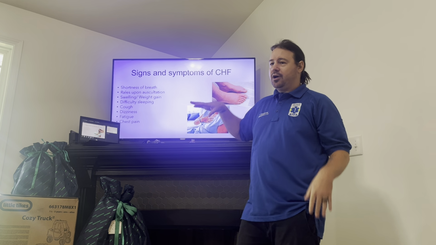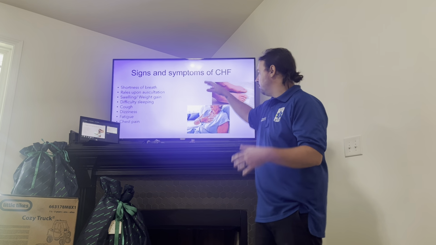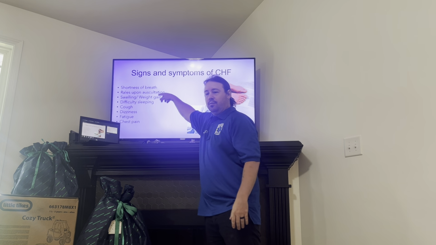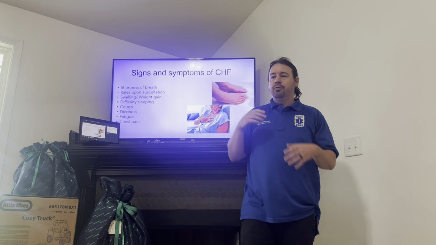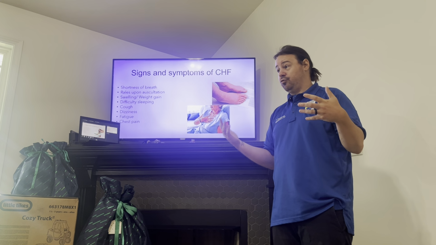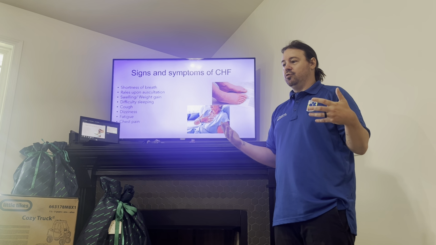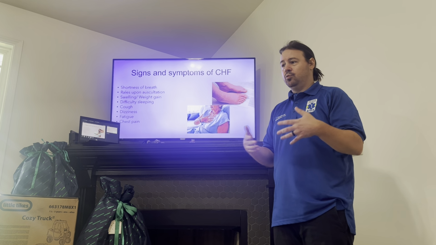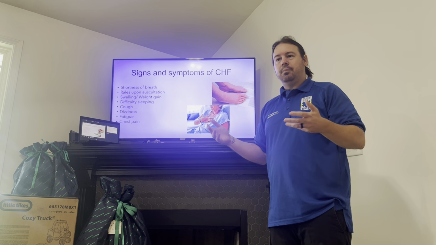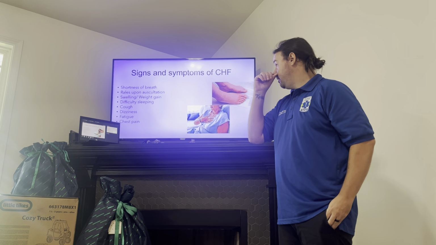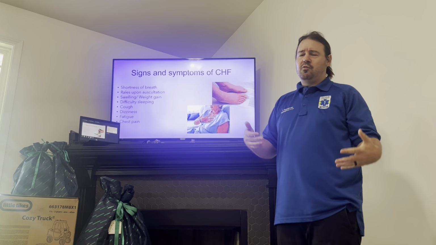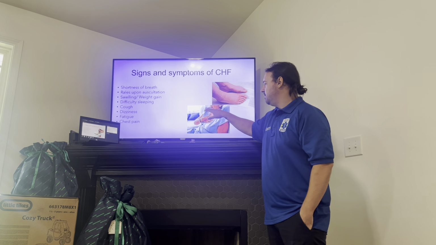Dizziness and fatigue, they kind of go hand in hand. When you're getting that extra swelling and that weight gain, and then you're having some shortness of breath like we talked about earlier, those combined will cause hypoxia, and they may not be extremely hypoxic. It may have just lowered their oxygen saturation to maybe 90% or so, right? But they can survive at 90%, but they're not going to feel good. Same thing with the weight gain, right? You feel heavier, it's harder to move around. These can contribute to some dizziness and fatigue.